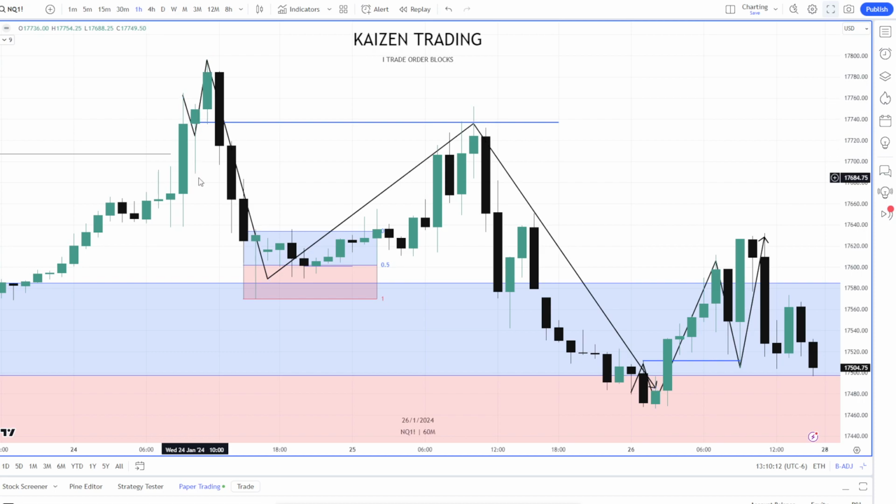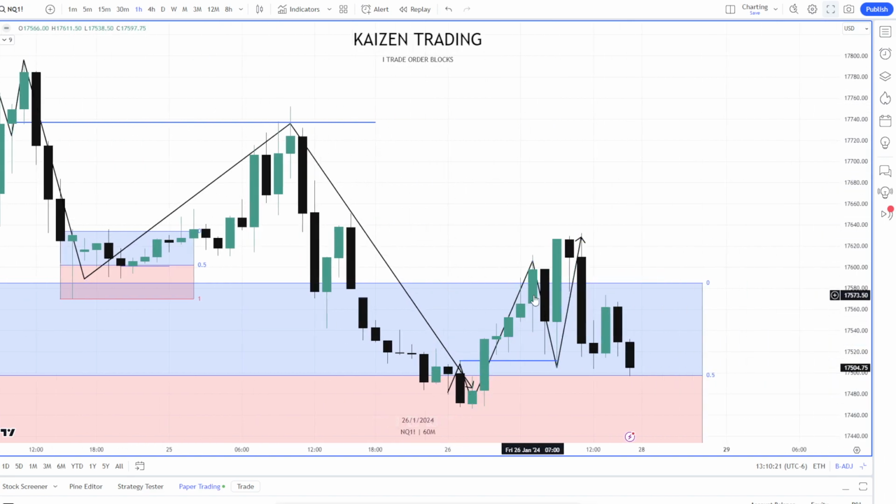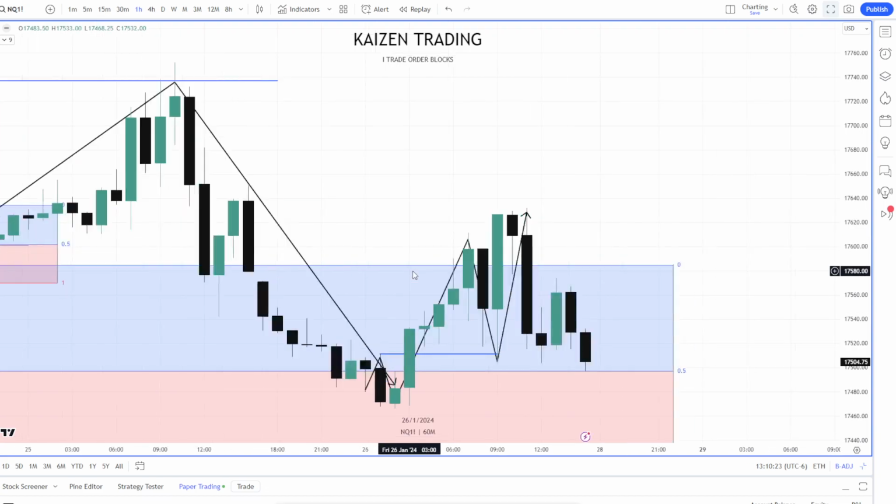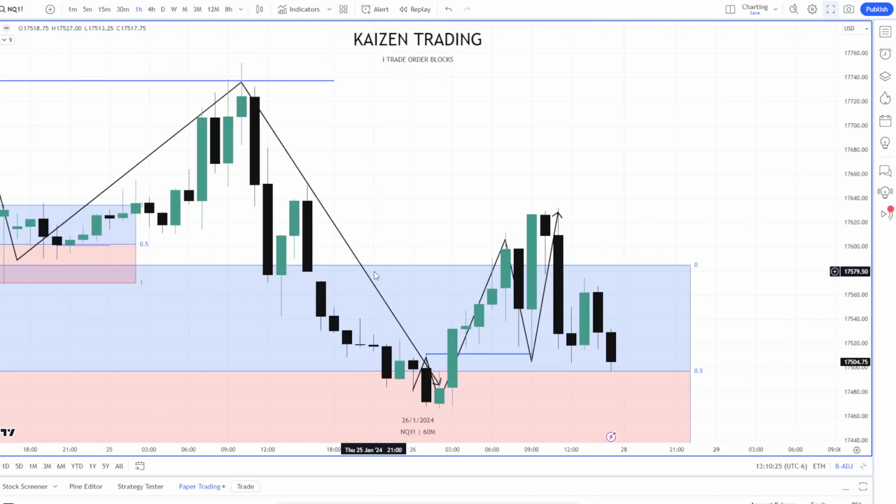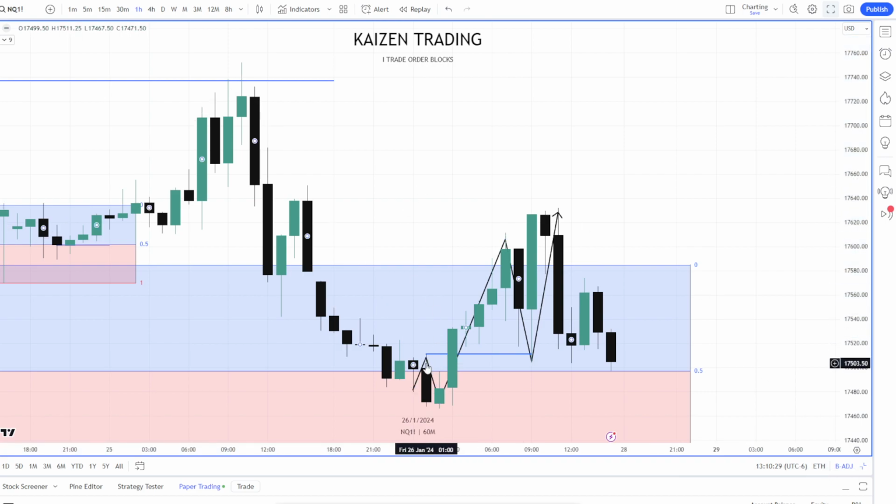High, retraces, takes out that high, expands lower, comes back up to the breaker, which is an order block, boom, expands down. Same principle right here. And you can almost see these on the hourly.